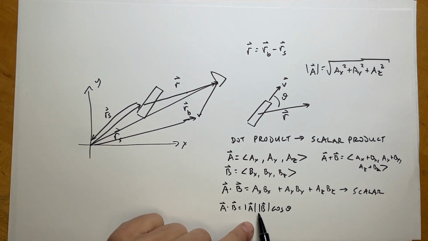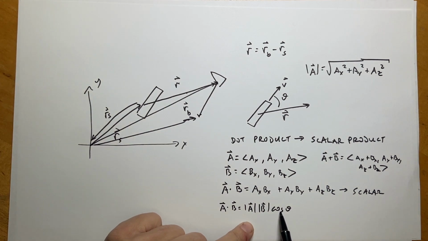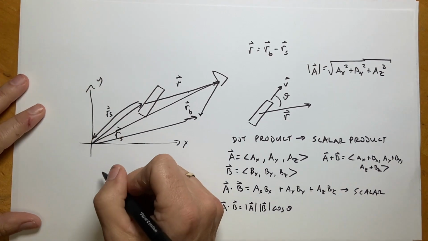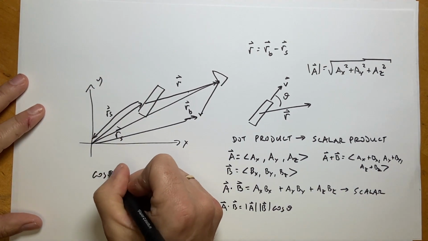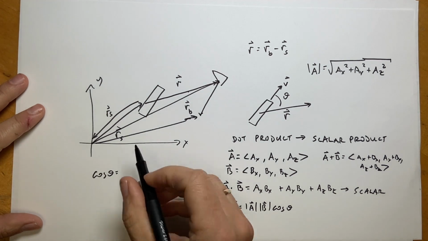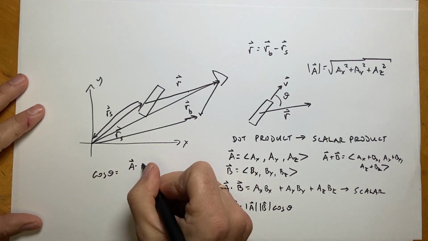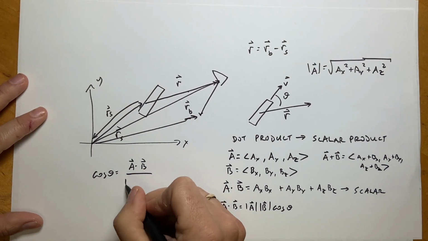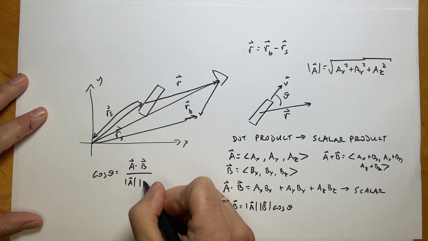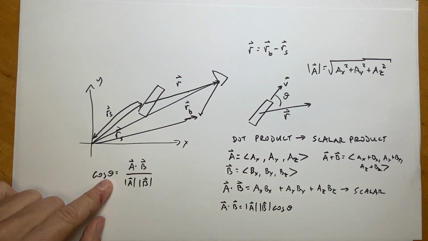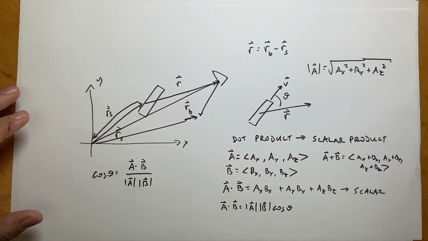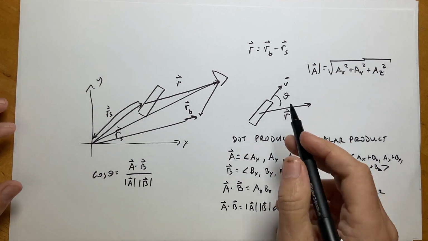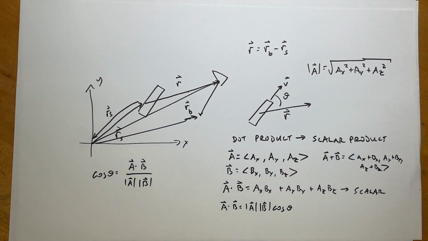But here's the deal. If I set this equal to that, then I can use that to calculate cosine theta. So let me put it right here. Cosine theta is going to be equal to A dot B, which I can do, divided by the magnitude of A times the magnitude of B. And then I can take the inverse cosine to find the angle. And that's how I find the angle between the velocity vector and the position vector.